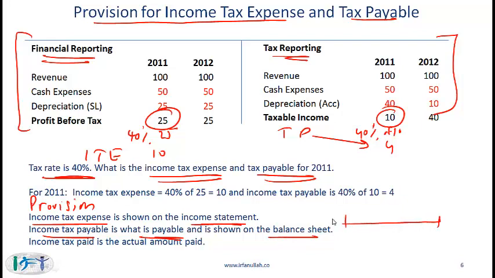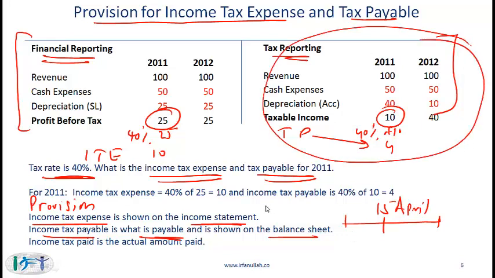Let's say that in a given year, the taxes are actually supposed to be paid on 15th April, but the tax is calculated based on the tax return on 10th January. The tax payable will be shown as a liability on the balance sheet until it is actually paid. Once a company actually pays an amount, that is called the income tax paid. And typically the income tax paid should be equal to the tax payable, but it doesn't have to be.